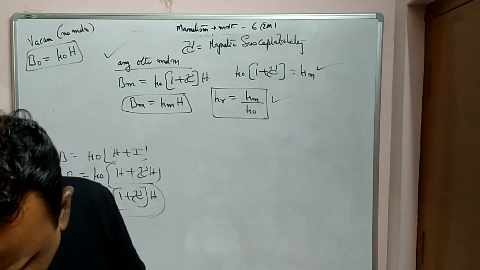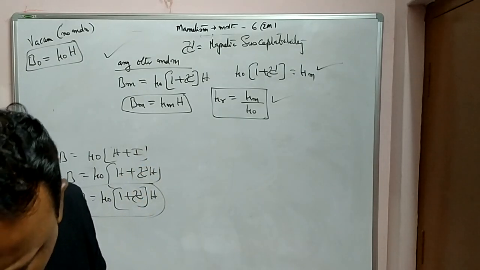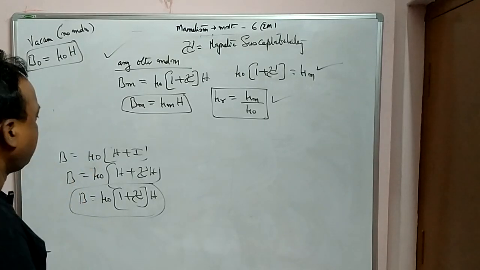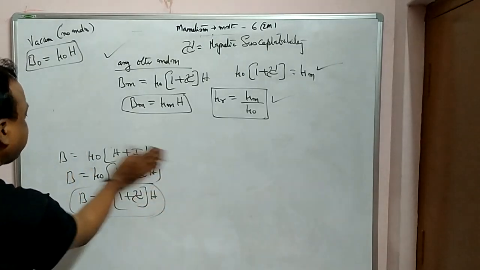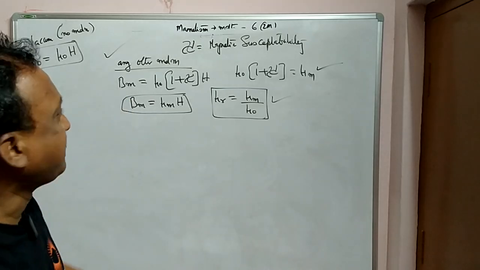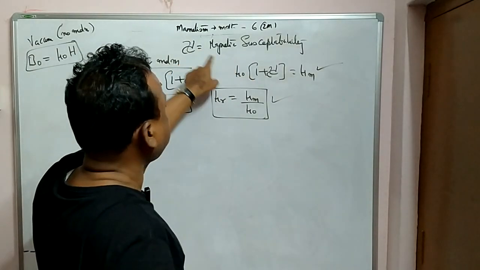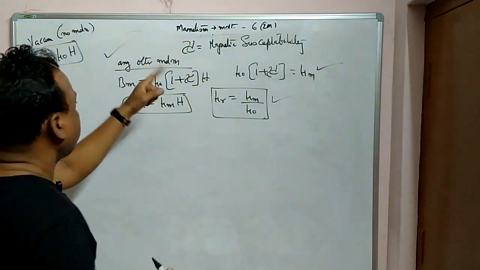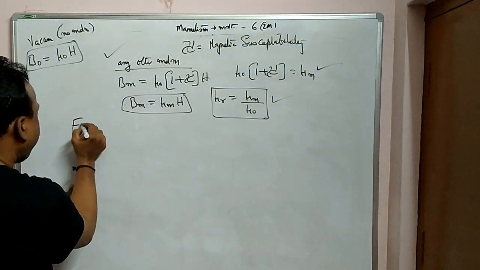Now we are coming to the last point: magnetic susceptibility values for different particles. I already told you, what is magnetic susceptibility? It is the ratio of intensity of magnetization to the magnetizing field intensity. So, it is a ratio.